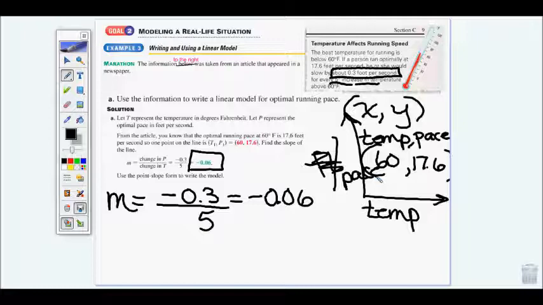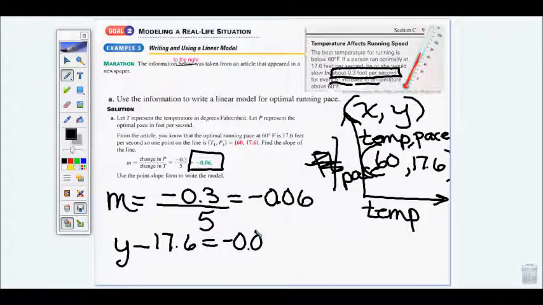So now we can put it in that point slope form. So we have y minus 17.6 equals negative 0.06 times x minus 60. Now that's point slope form, and it means absolutely nothing to you as far as how to solve it.